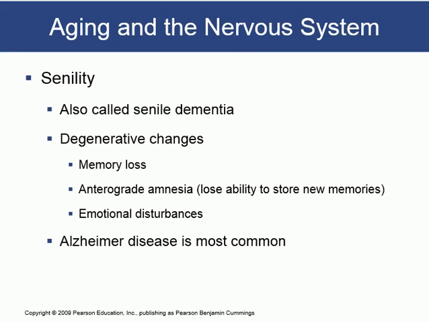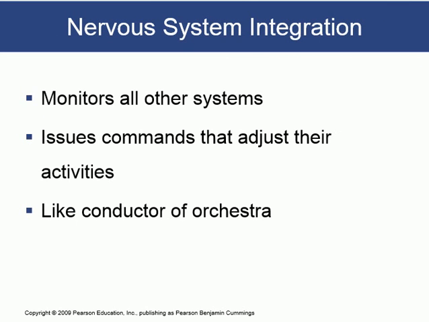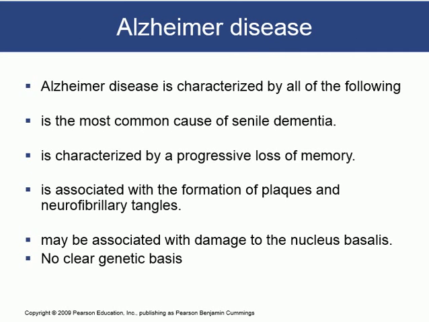And of course they get some emotional disturbances, most of it related to the changes that happen in the elderly, and also related to losing memory. Alzheimer's is the most common form of senile dementia. Alzheimer's disease, most common form of senile dementia. Progressive loss of memory. It's all about memory. Any one of the dementias is memory. You lose memory.